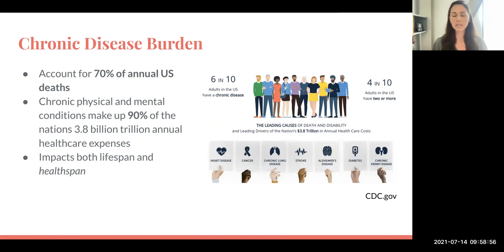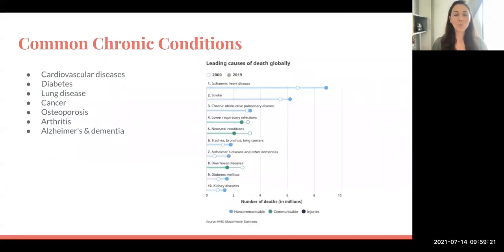So the current statistics as it stands right now in 2021 is that 6 in 10 adults in the United States have some kind of chronic disease, so over half. And 4 in 10, or getting close to half, have 2 or more chronic conditions. And oftentimes these chronic conditions end up overlapping with one another because they have similar underlying mechanisms in the body, which we'll talk about.